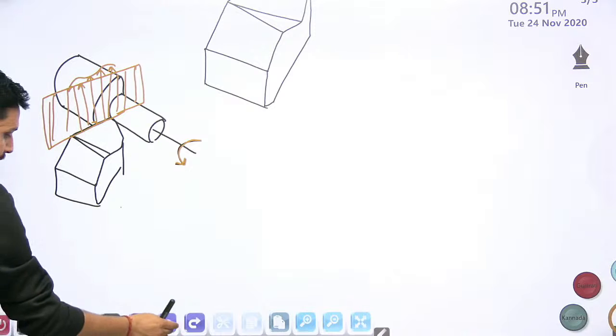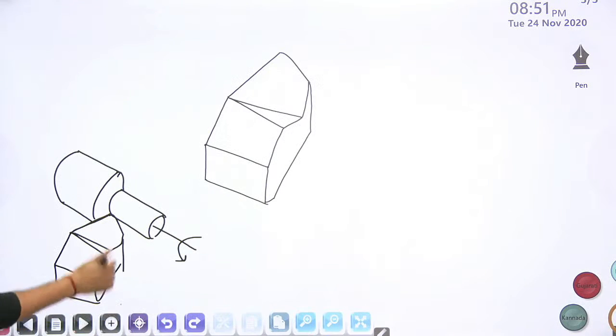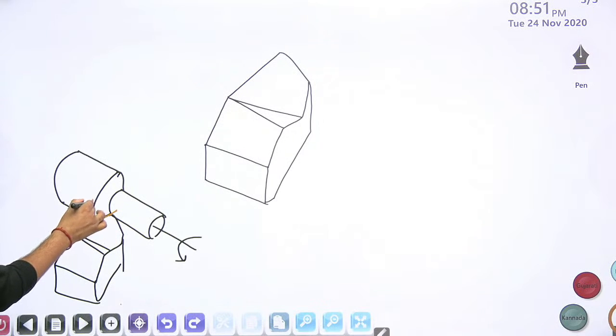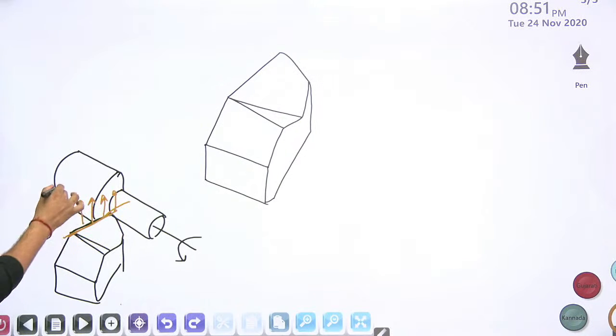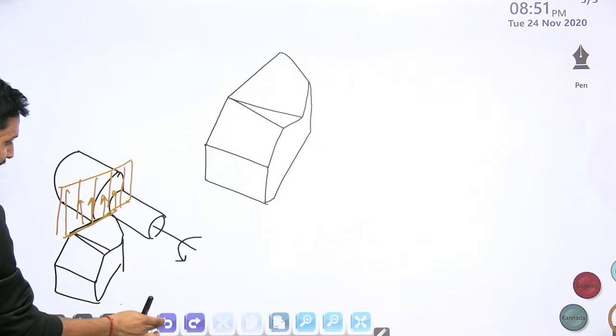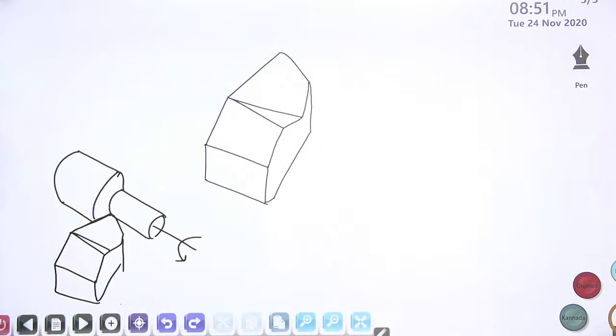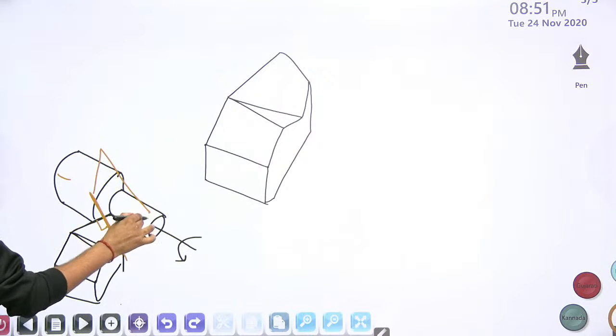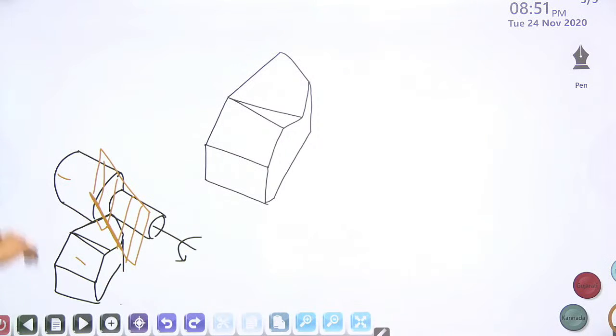Yes, during machining, the forces will act exactly along the cutting edge. Means these forces will undoubtedly act in a plane which is exactly along the cutting edge. This plane, and then since there is a contact, look at this very carefully. Since there is a contact between the tool and the workpiece, there will be a contact force, and contact force always acts in a direction perpendicular to the cutting edge. So this force, which acts perpendicular to the cutting edge, will be in a plane which is exactly perpendicular to the cutting edge.